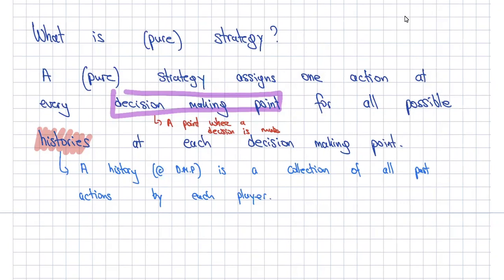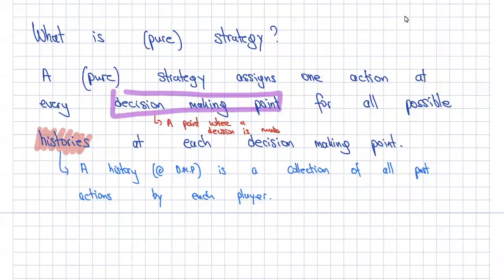So there must be some idea that I start off with a point where I need to make a decision, for example, decide rock, paper, scissors if I'm playing rock, paper, scissors. And a possible history is a collection of all past actions by each player. If I'm playing rock, paper, scissors multiple times, a history would be what was played in all the previous rounds. And a history belongs to a particular decision-making point. Before you make a decision, you can ask yourself, what's the history? What do I know about the actions that were previously taken, not just from me, but from all the players?